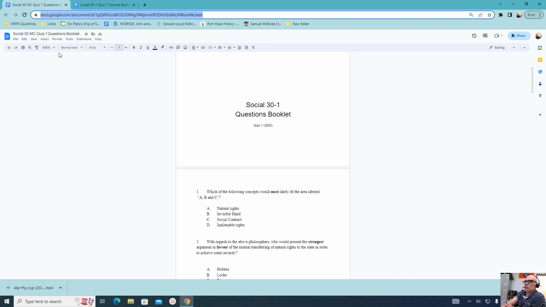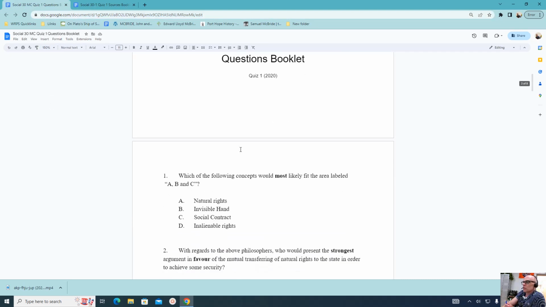I always recommend that students look at the questions before the source so that they know why they're looking at the source. Question 1 says, which of the following concepts would most likely fit the area labeled A, B, and C? I might ponder the options. Natural rights. Invisible hand, that's more specific to economics. I'm thinking Adam Smith. Social contract, I know that Hobbes talked about it, Locke talked about that. That's why we agree to settle in a society. And inalienable rights.